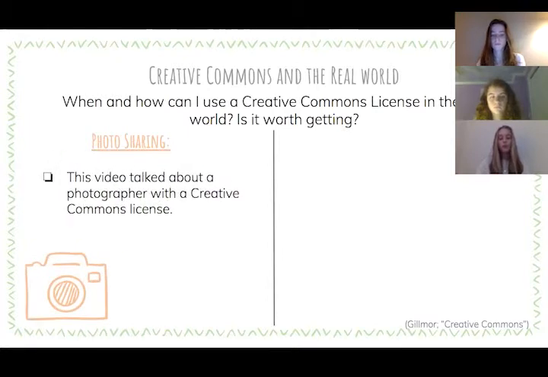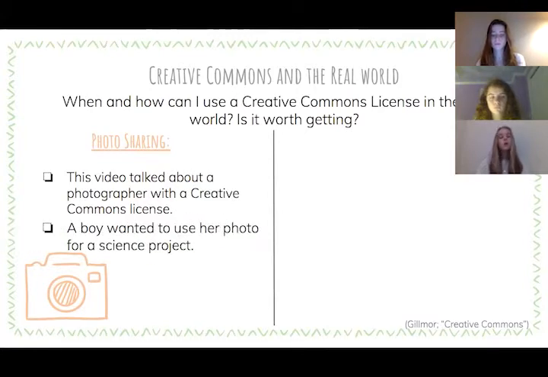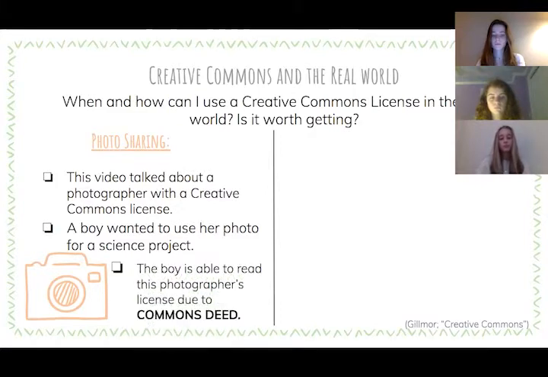I watched a video that talked about a photographer with a Creative Commons license. A boy wanted to use her photo of a bird for his science project. And the boy was able to read this photographer's license and understand all of her terms easily due to the Commons Deed. What is the Commons Deed? It is a written document of your license instead of a confusing, lawyer-filled mess. It's actually human readable, so anyone who needs to see it can read it and understand your terms.